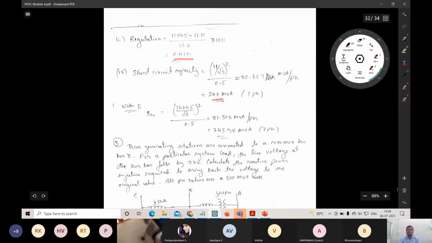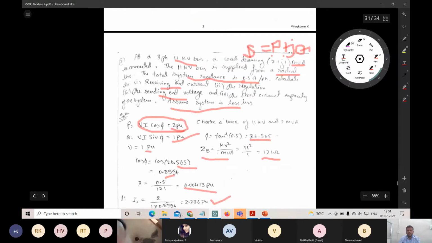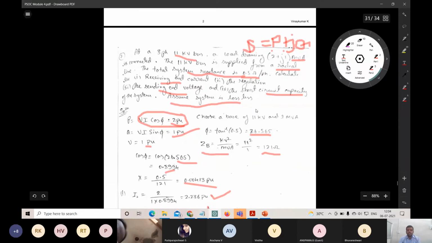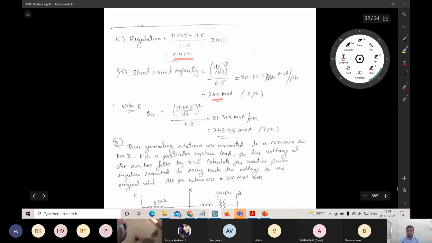So this is without E. If you want to consider E, this is with respect to the receiving end voltage, and that is with respect to the sending end voltage. SSC, the short circuit capacity of the system, with E and without E.